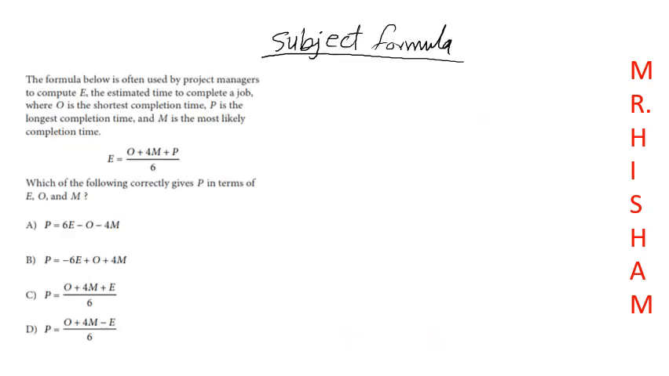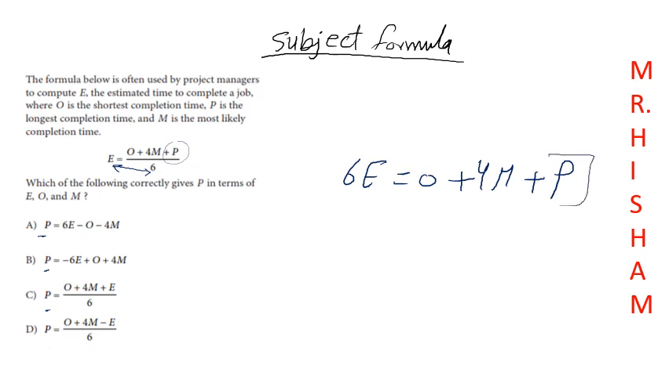For 28, I don't need to read the question because it's a subject formula one. So E is equal to O plus 4m plus P, over 6. And I want to make P the subject, as is clear. So 6 is in the denominator, so I'm going to start by multiplying E by 6. So 6E is equal to O plus 4m plus P. If I wanted to make P the subject and keep it to the left, it's the same if I wrote it like this. So I'm going to move O and move the 4m as minus.